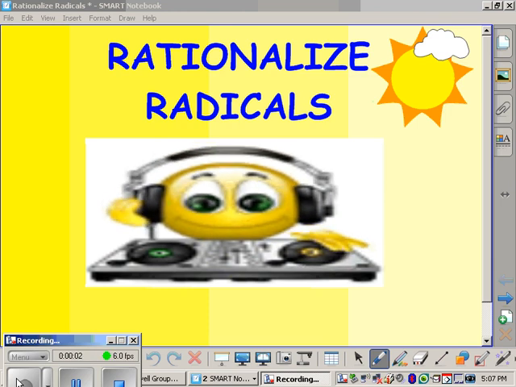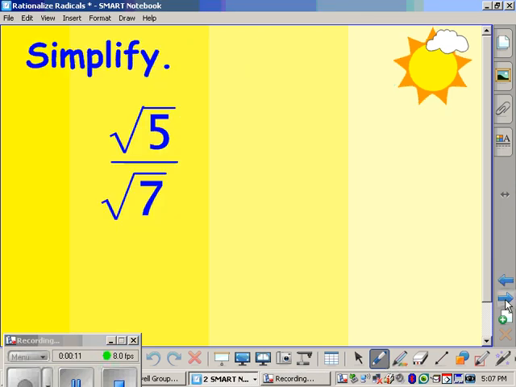In this lesson, you will learn how to rationalize radicals. Let's take a look at some examples to help you understand what this means. In this first problem, radical 5 divided by radical 7, the goal is to remove the radical symbol from the denominator. So you never want to leave an answer or a problem with a radical in the denominator.